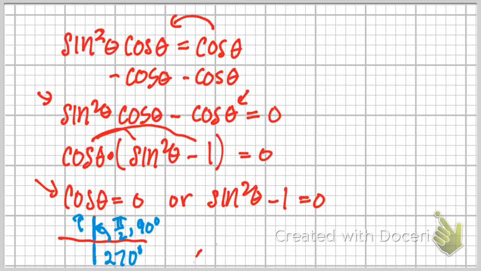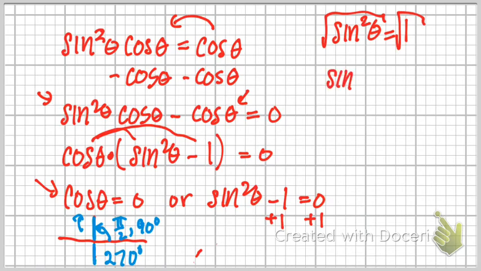Now for the next part, I'm going to have to think of something a little bit different. We've got some extra steps to do before we finish this. So for this one, I can move the 1 over to the other side. I'm going to add 1 to both sides, and I end up with sine squared theta equals 1. And then I can square root both sides. When I square root both sides, remember, on the left I get the sine of theta, and on the right side I get plus or minus 1, because when I square root, it adds a plus and a minus.